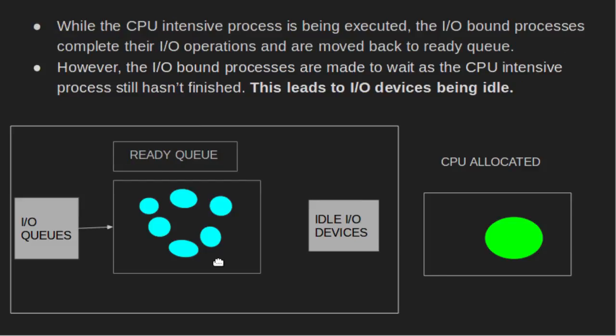While the CPU intensive process is being executed, the input output bound processes complete their input output operations and are moved back to the ready queues. However, the input output bound processes are made to wait as the CPU intensive process still has not finished. This leads to input output devices being idle.